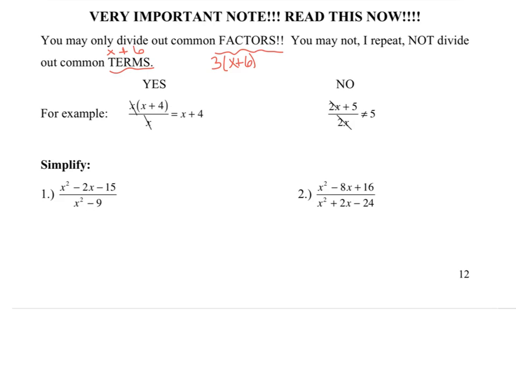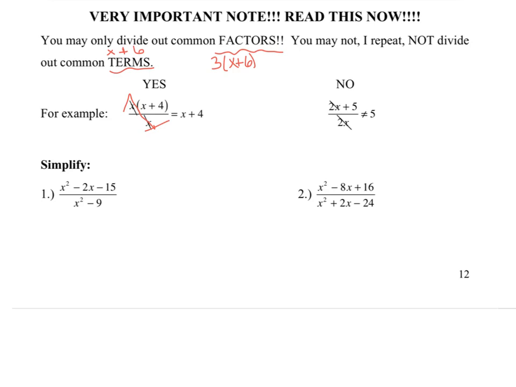For example, if you had x times x plus 4 being divided by x, the top is in factored form. You have something times something else. So division is the opposite of multiplication. Therefore, you can divide out the x's and be left with the x plus 4.